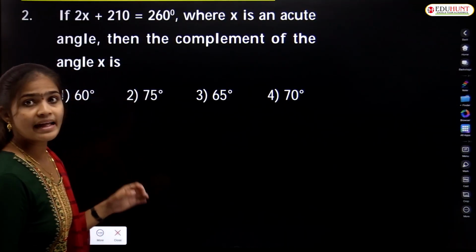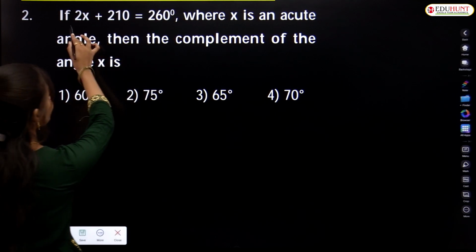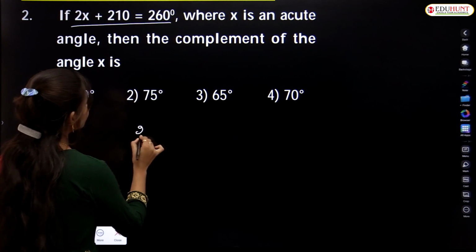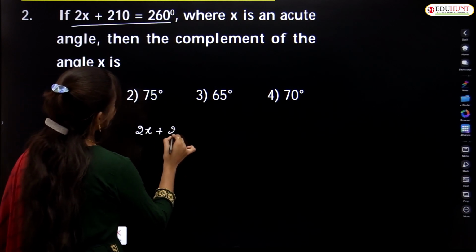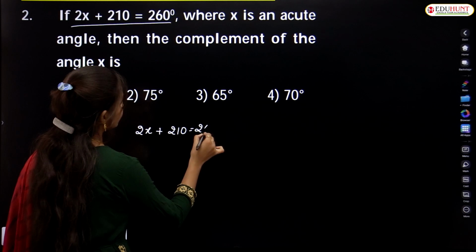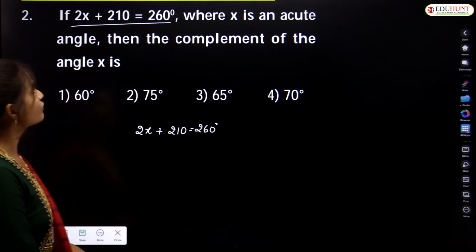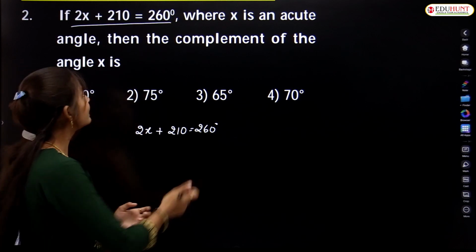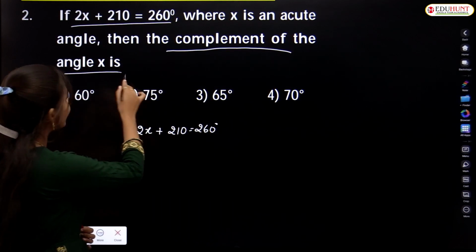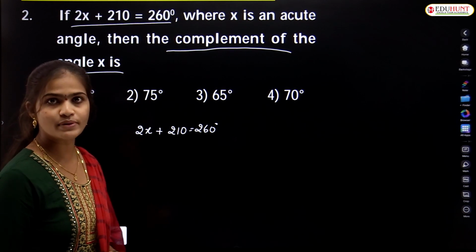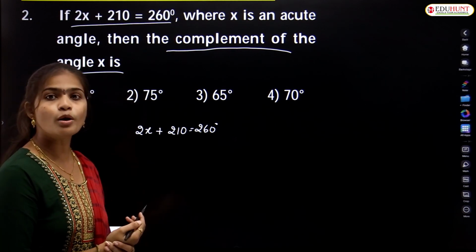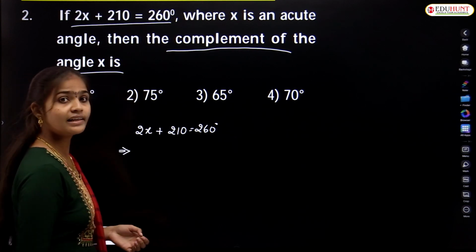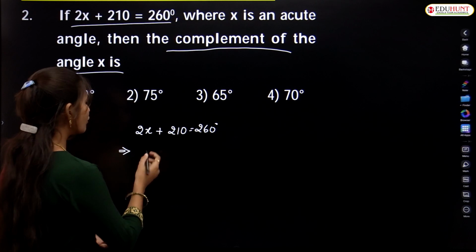What is the equation given here? Given that 2x plus 210 degrees is equal to 260 degrees, where x is an acute angle, here also they are saying x is an acute angle, then the complement of angle x is. Just like the previous one, here we need to find the complementary angle. Before that, first we need to find the value of x. So how to find that?